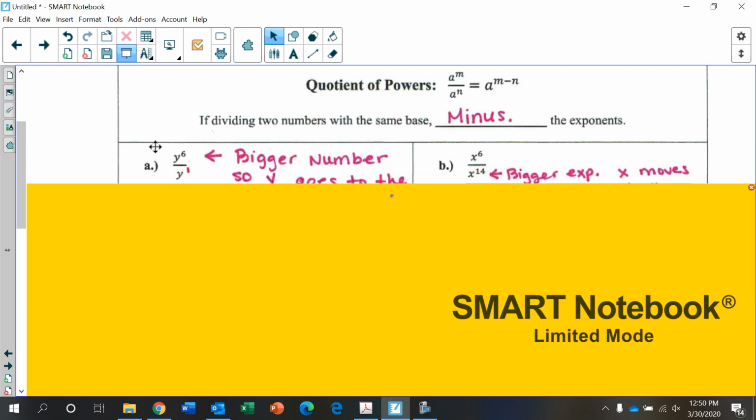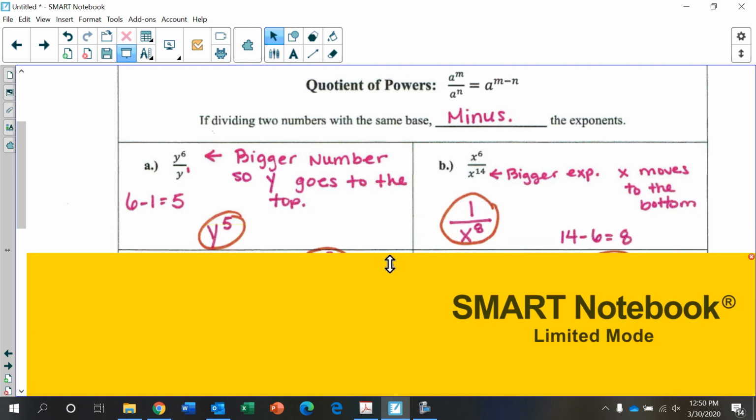We're minusing them. If you look over here, we have y to the 6th, and I have y to the first power. My bigger one is on top, so y is going to stay on top, and then you're just going to subtract them. 6 minus 1 is 5, so it becomes y to the 5th power. Over here we have our x's. My bigger one is on the bottom, so my x goes to the bottom. I just do 14 minus 6, which gives me 8.